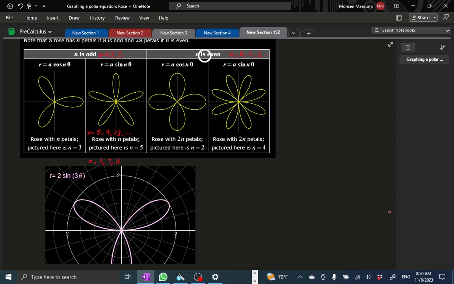If, however, n is even, the number of petals doubles up. For example, this is a case of n equal to 2. When n is equal to 2, we see 4 petals. This is the case of n equal to 4. For n equal to 4, we see 8 petals here. So that is how many petals we are going to have.